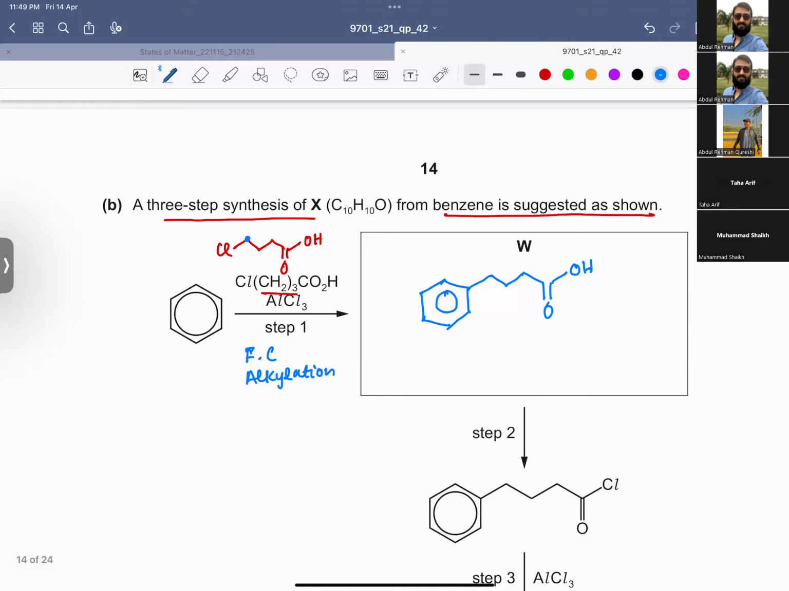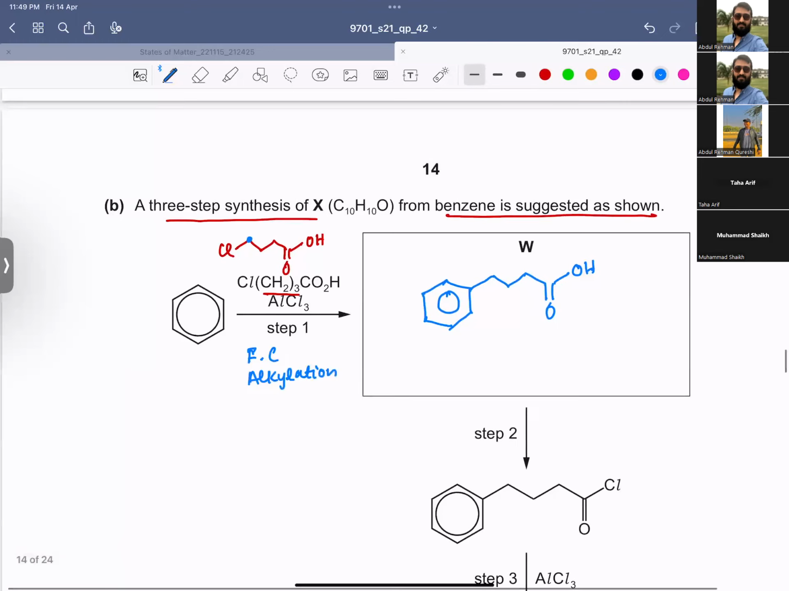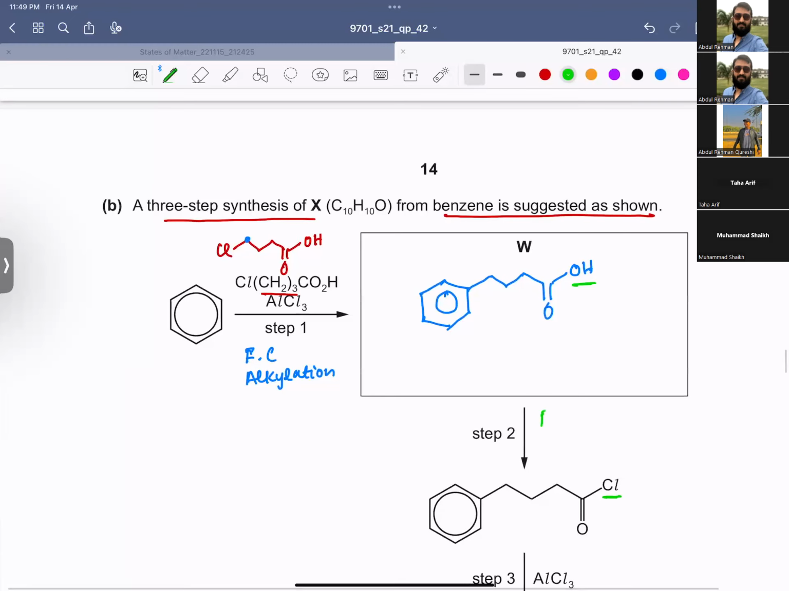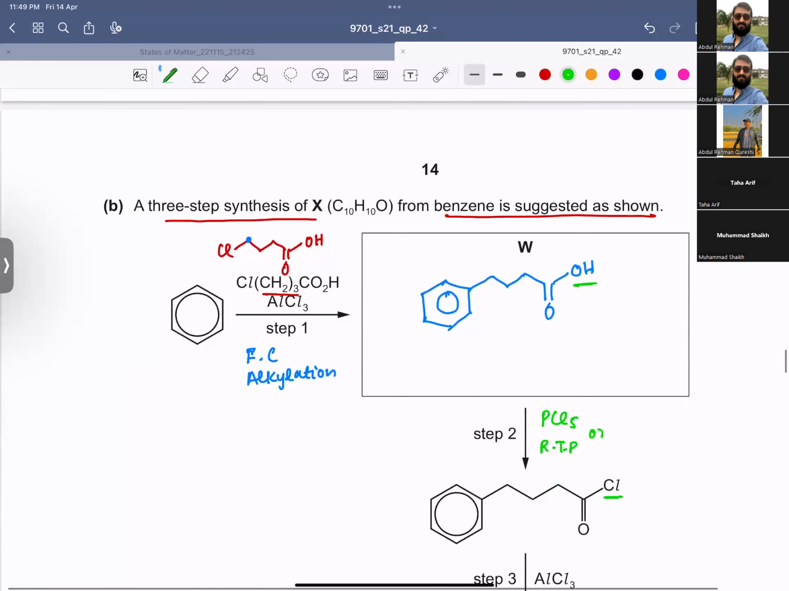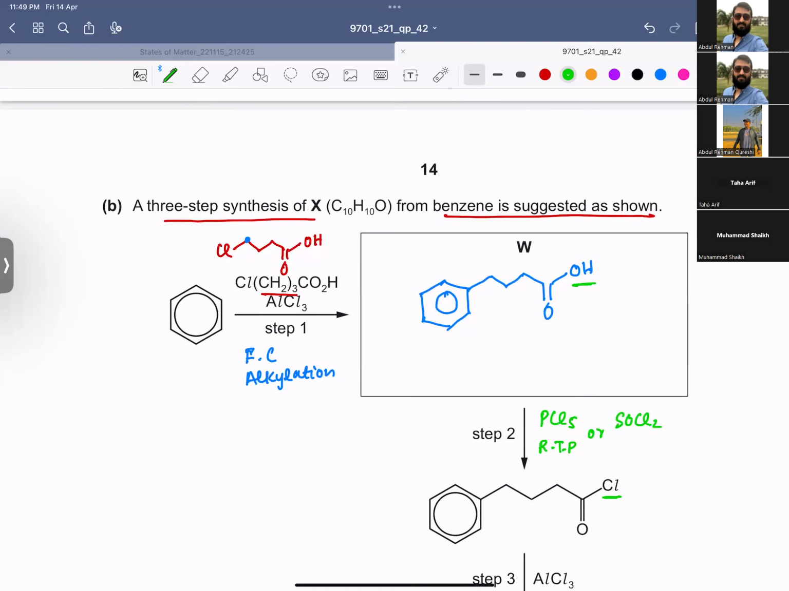Now, if you see in step 2, the OH group is substituted by a Cl group. So that can be done by adding PCl5 at room temperature and pressure conditions, or by reacting with SOCl2 at room temperature and pressure conditions, or adding PCl3 and heating the reaction mixture. I can use any one of the conditions to convert the carboxylic acid into acid chloride.